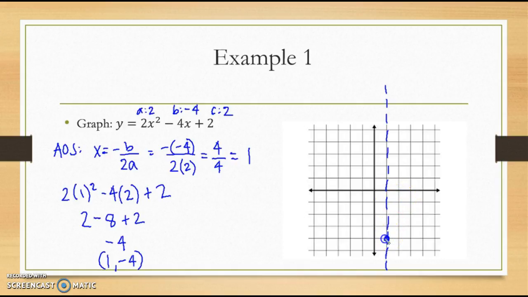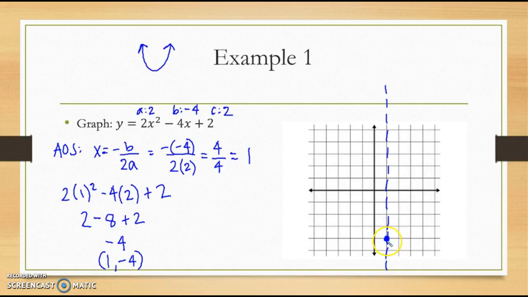Go on my graph, on my axis of symmetry, down to negative 4. And there's the very middle of my U. Now I know this one's going to be a U shape because this is a positive 2. So that means I'm going to be opening up and making a U as opposed to a mountain. Okay, so there's 1 point.